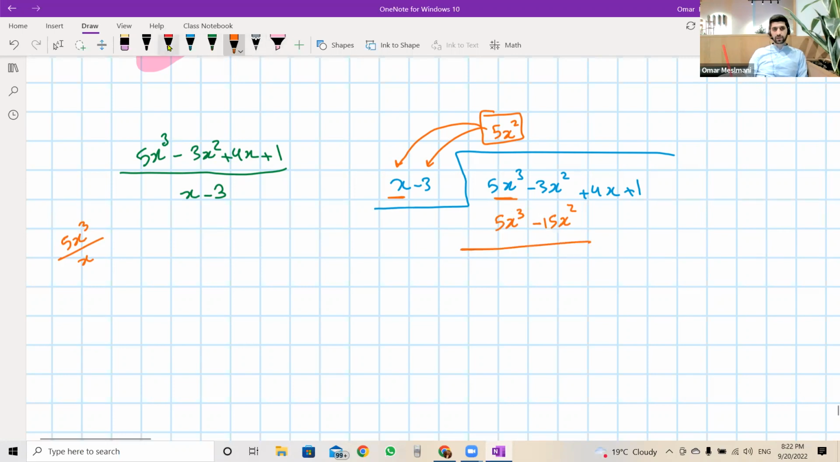Now what you do, I told you, you will subtract, but you have to be careful when you subtract. You multiply by minus, both, all right? So 5x squared minus 5x cubed is going to be 0. Minus 3 plus 15 is 12, plus 12x squared. And then you take everything down.